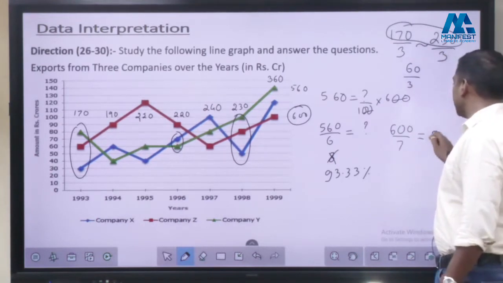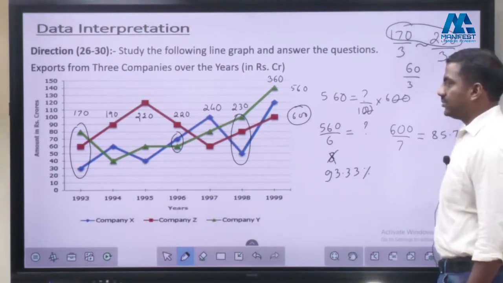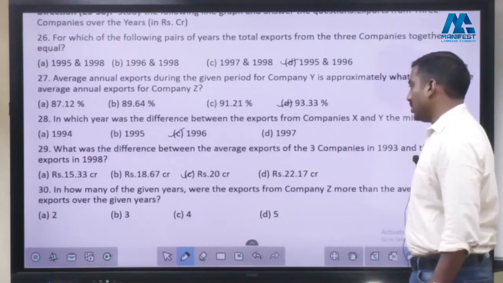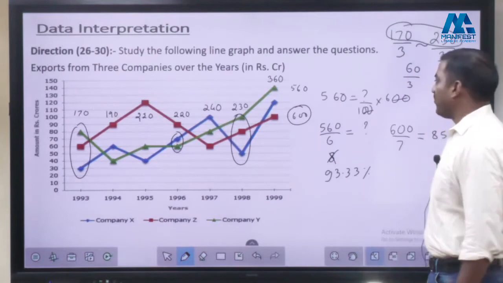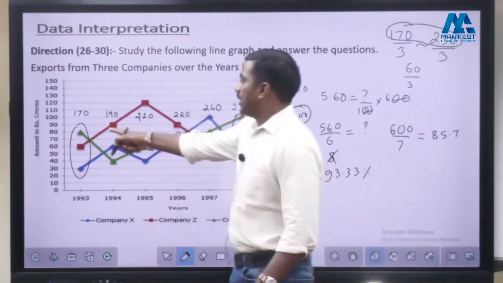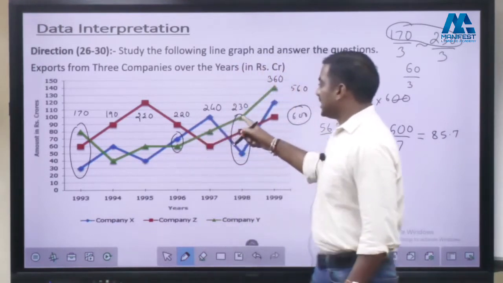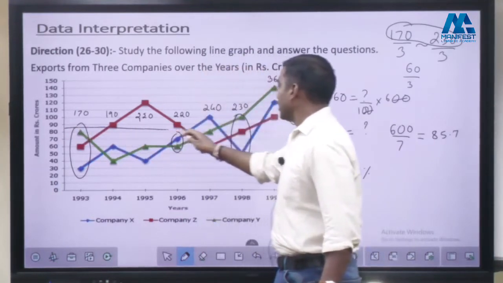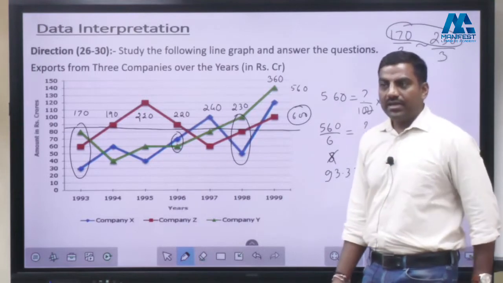So what is the value? 7 8s are 56. Then 7 5s are 35. Then 5 is the remainder. 85.7 is the average. How many years? Like it has crossed. Yes, crossed 85.7. Here, no. Here, no, no, no, no, yes. Because 85.7 would come here. So 2 years in 98 and 99.